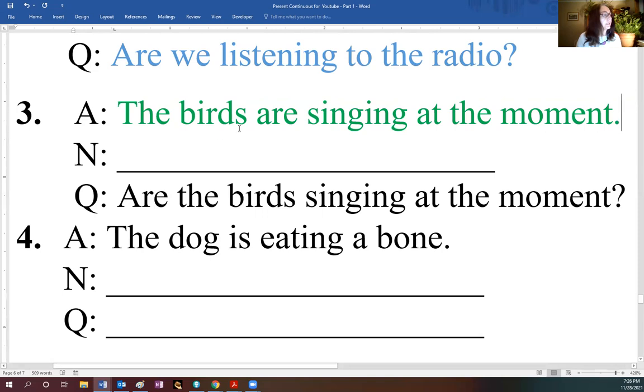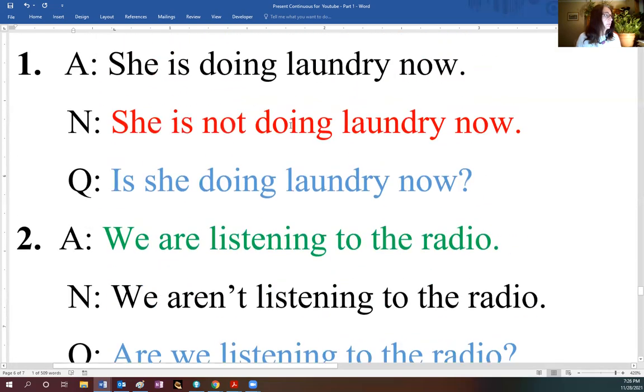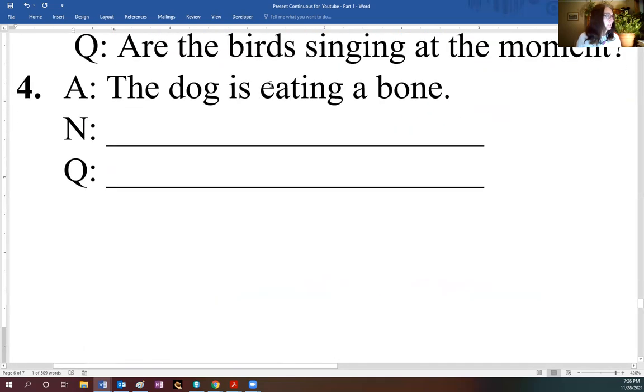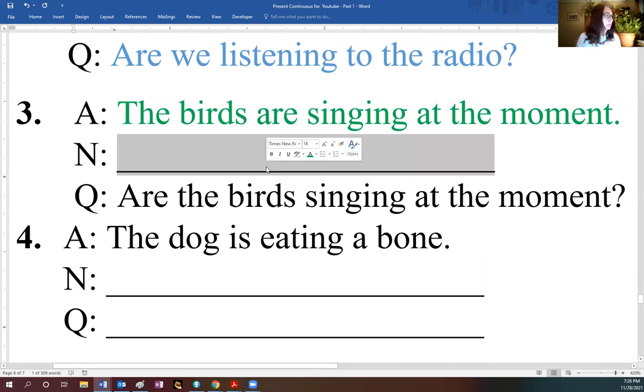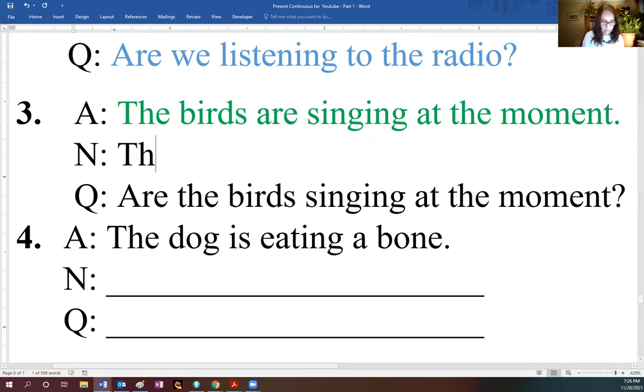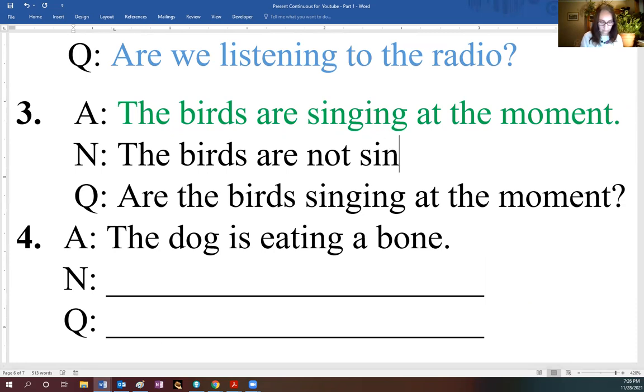And you remember the negative is very easy. What are we doing? We are putting a not after the verb to be. What color was that? That was red. So let's make it red here. Okay, so the birds are not, okay, I missed the D, sorry about that. The birds are not singing at the moment.